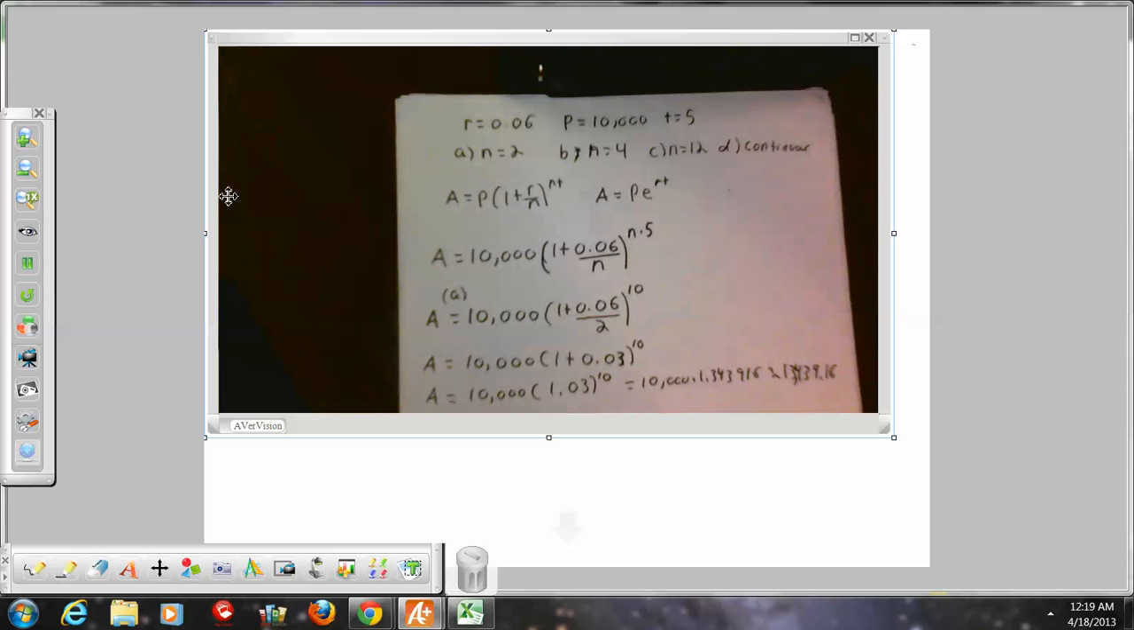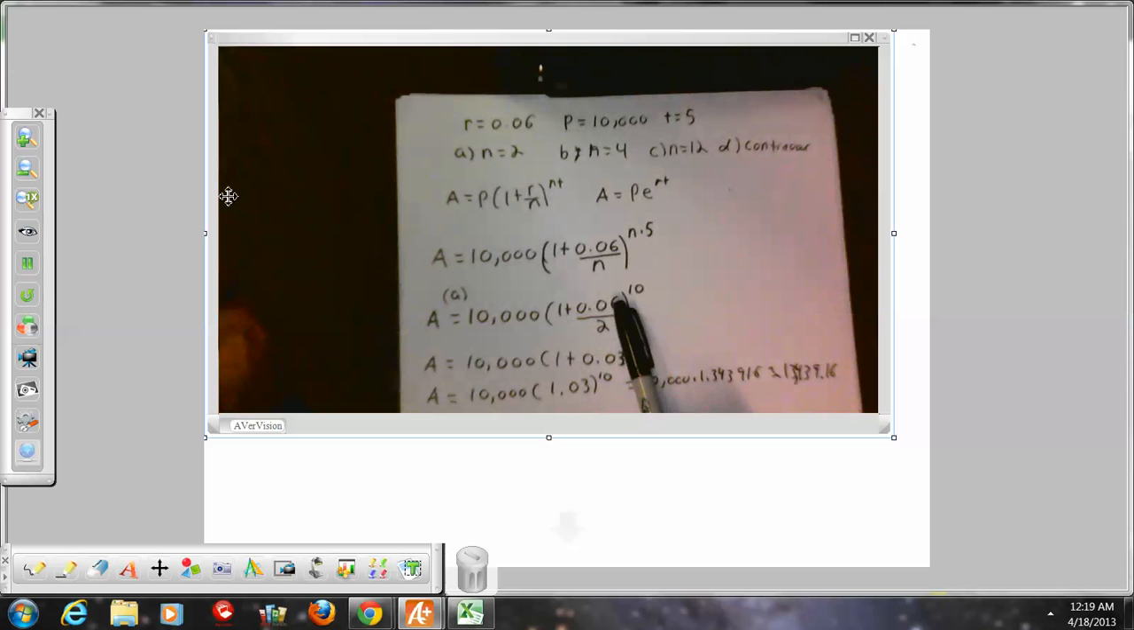So again, to do the steps, we just plugged in n equals 2 to our formula, and 5 times 2 is 10, so this is going to become 10. The next step is 0.06 divided by 2 gives us 0.03. Working inside the parentheses, we did the division first because we always start first in the parentheses, whatever those are.